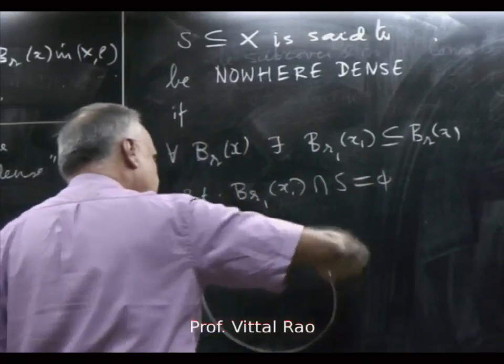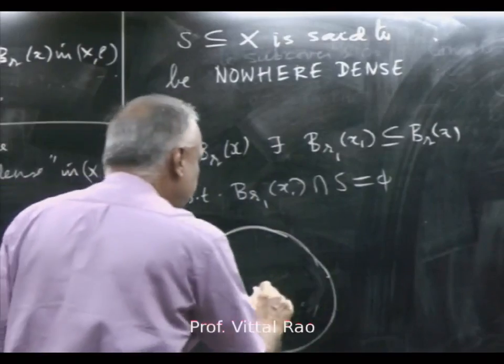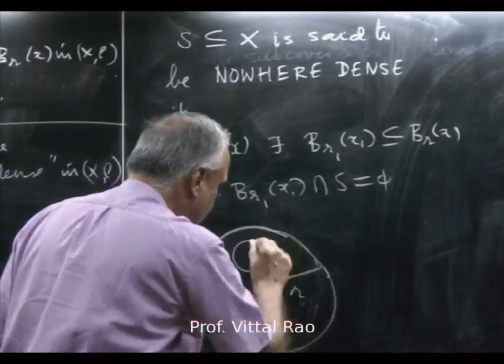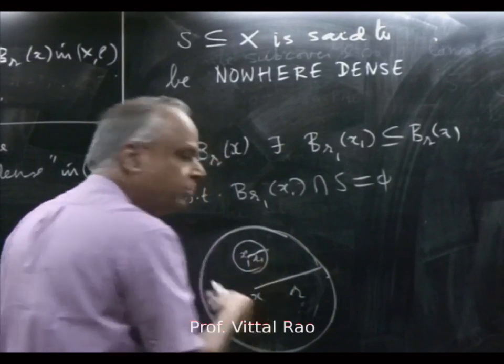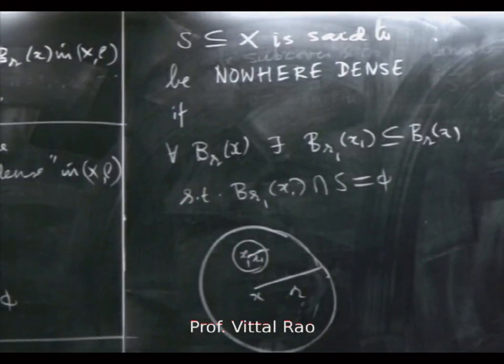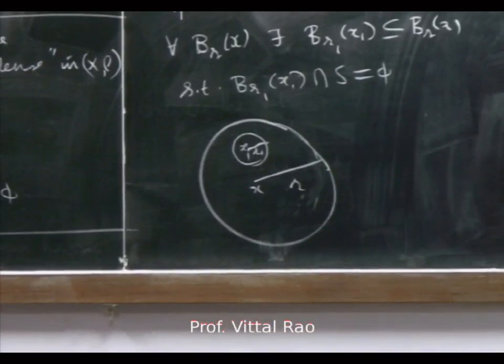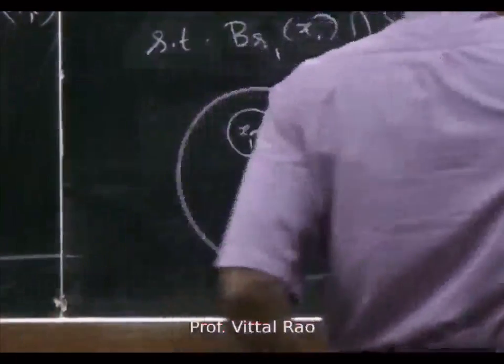You go anywhere, any typical open ball, and inside that there is a small patch. You can avoid these pests and live peacefully. That portion will have no points of S. Wherever you go, there is a small patch which is free from these pests. Then it is called nowhere dense. So dense, somewhere dense, nowhere dense. These nowhere dense sets, let me give you some examples.